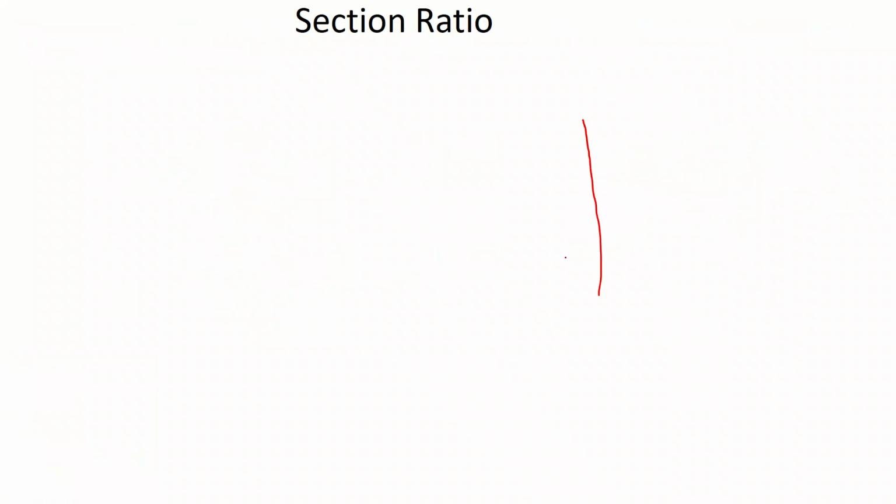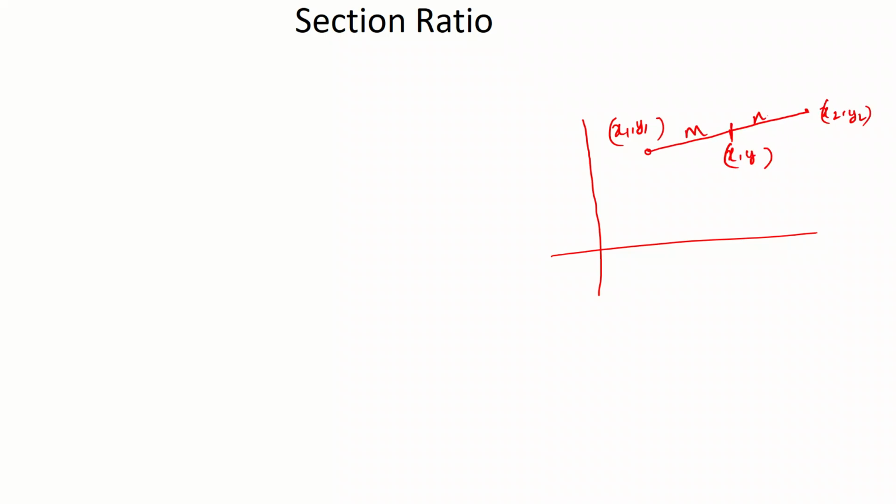Again, let's draw our coordinates. So this is my point x1 comma y1, and this is my second point x2 comma y2. If you are not interested, you can just skip forward this part. We want to find some point x comma y over here which divides this line segment in the ratio m is to n. Now we draw perpendiculars. This is the first perpendicular, this is the second, and this is my third perpendicular.